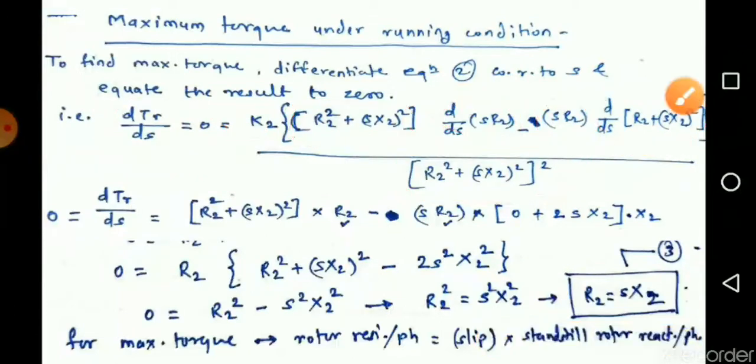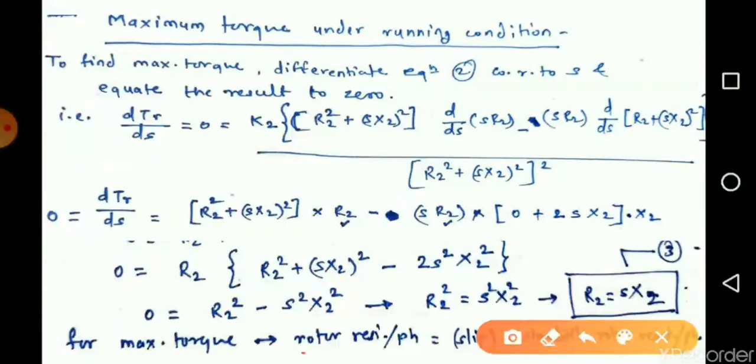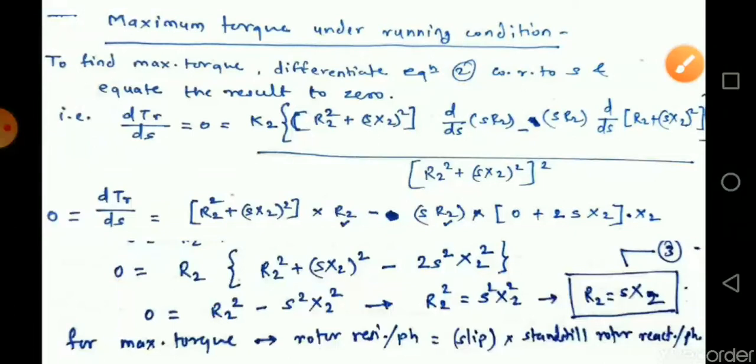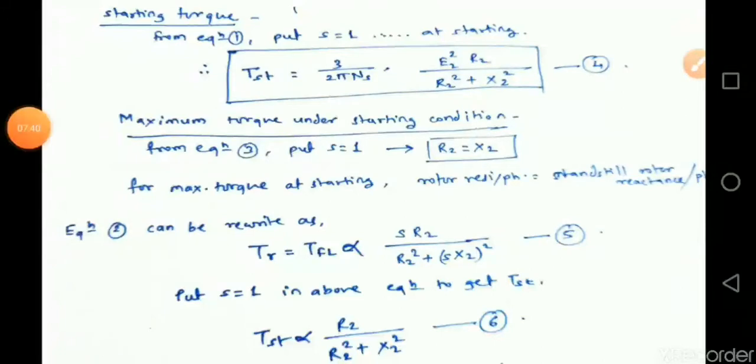So on solving, we come to the final conclusion that R2 is equal to S times X2. So this is what we get for the maximum torque under this condition. To get the maximum torque under running condition, the rotor resistance is equal to slip times the standstill rotor reactance. That is, R2 is equal to S times X2.